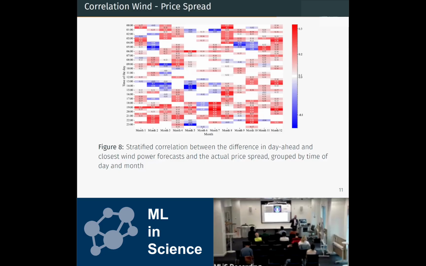So as I said, we have different lead times in the wind power forecast. So we're going to incorporate this update on the wind power forecast as a difference between the day ahead and the closest wind power forecast that we have for the settlement period that we are forecasting, together with the actual price spread. So we have a correlation table here. We said, okay, that's quite intriguing, but it does not help us a lot to understand what the relationship between those two is.